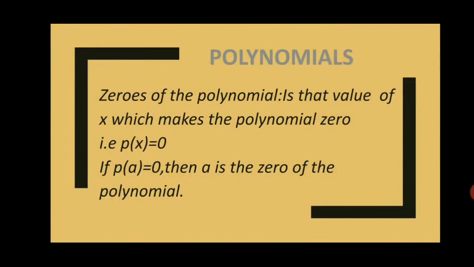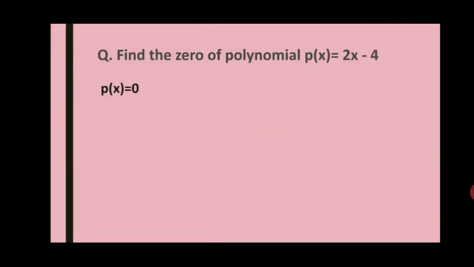What is zeros of the polynomial? Yes, zeros of the polynomial is that value of x which makes the polynomial 0. That is p of x is equal to 0. If p of a is equal to 0, then a is the 0 of the polynomial. Right? Now let us try to solve some more problems on zeros of the polynomial.